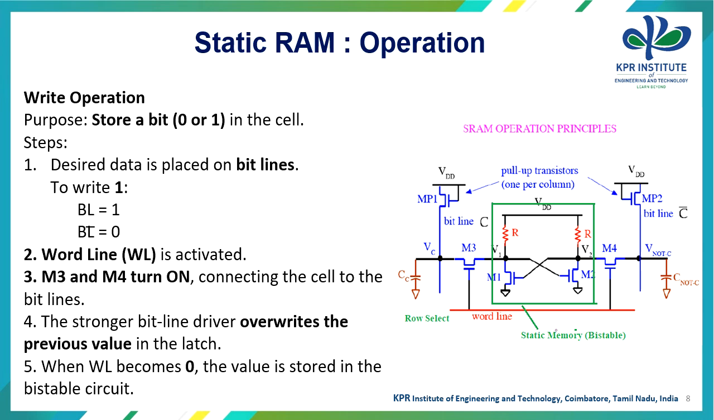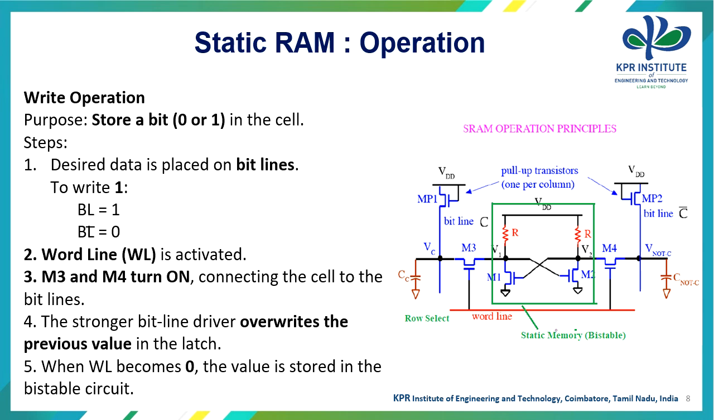The purpose of the write operation is that we need to store a bit, either 0 or 1, in the cell. What are the steps involved? The first step is to decide the data to be placed on the bit lines. To write 1, we need to keep BL equal to 1 and BL bar equal to 0. Next is the word line, which is represented as WL, and it has to be activated.